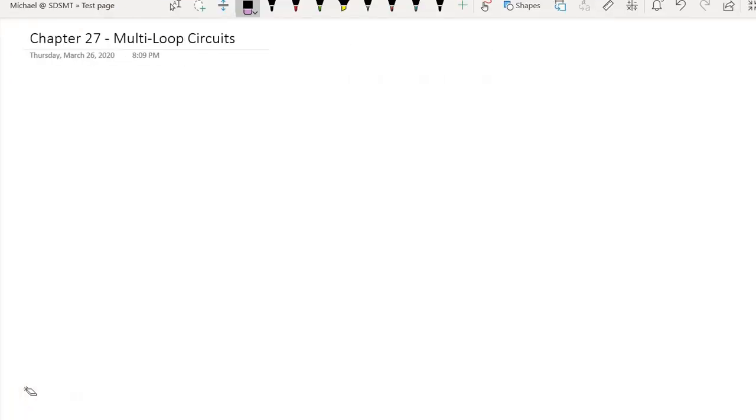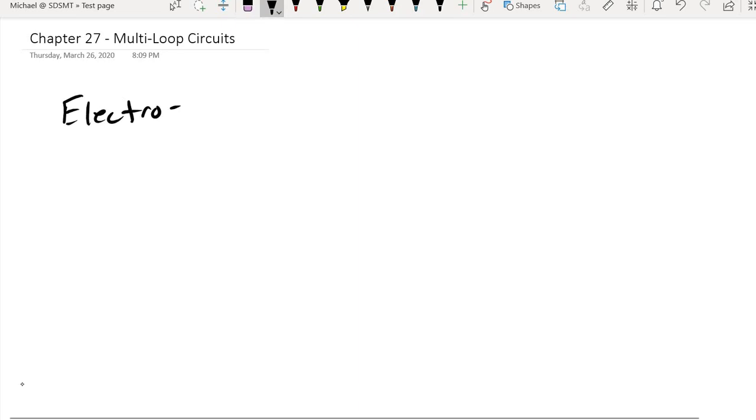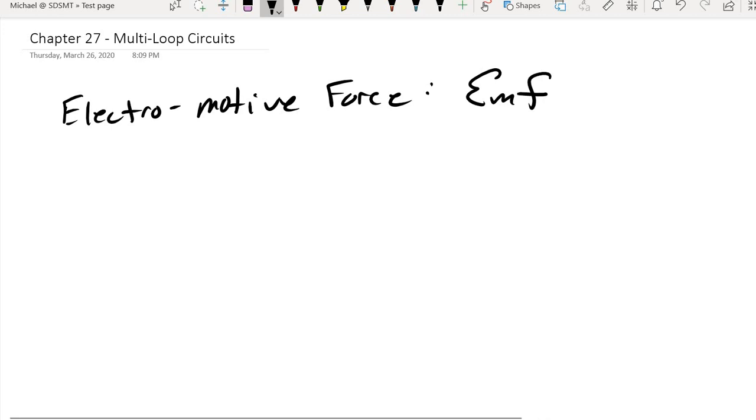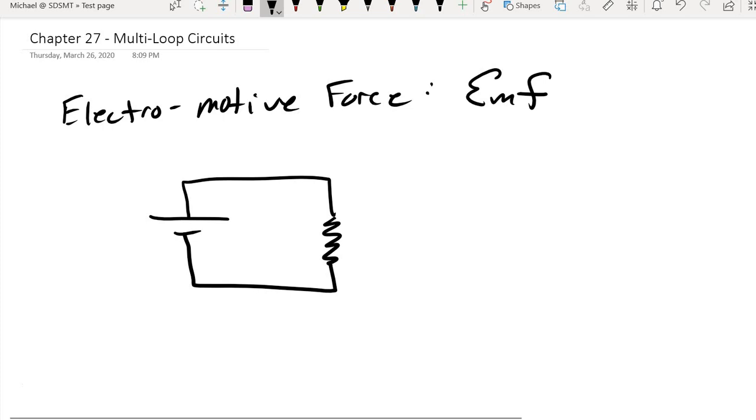And before we get into that, we do have one definition that we need to go over, which is the definition of the electromotive force, or EMF for short. And what the electromotive force is, it is something which could be similar to a battery, but it is what provides us with a constant or uniform current.